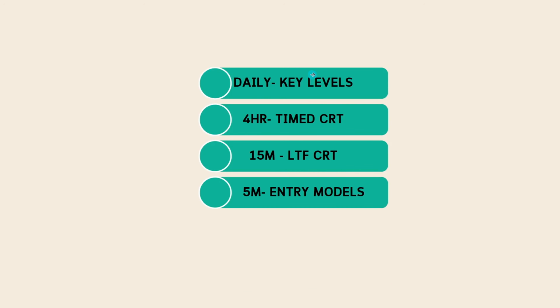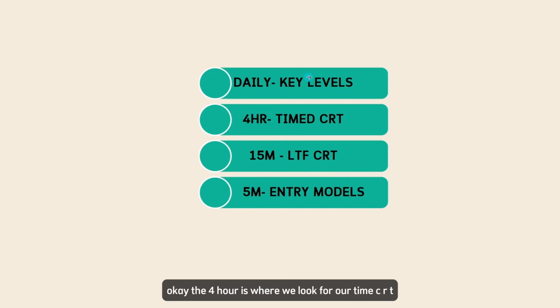Now, this is our entire checklist that we built up for this entire trading plan. Our daily is where we'll be looking for our key levels, okay? The 4-hour is where we look for our time CRT. The 15-minute time frame is where you look for either entry or a lower time frame CRT for more confirmation. And then your 5-minute time frame is for more precise entry models. Now, I'm not sticking only to the 5-minute time frame. If you want to go lower towards the 3 and 1-minute time frame, you can also use that if you're looking for a bit more confidence for your exact trade, okay?